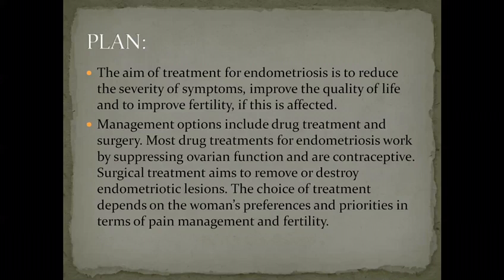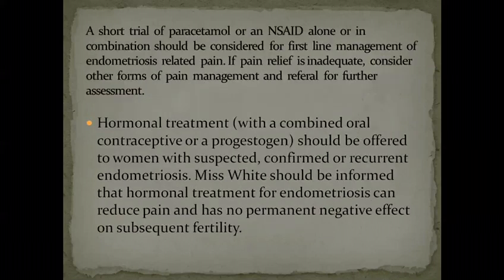The aim of treatment for endometriosis is to reduce the severity of symptoms, improve the quality of life, and improve fertility if this is affected. Management options include drug treatment and surgery. Most drug treatments for endometriosis work by suppressing ovarian function and are contraceptive. Surgical treatments aim to remove or destroy endometriotic lesions. The choice of treatment depends on the woman's preferences and priorities in terms of pain management and fertility.